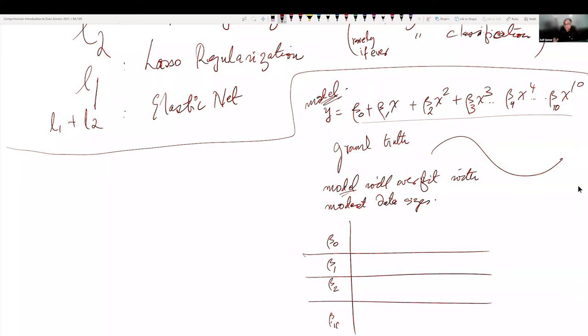As you dial up the degree of the polynomial, these values are ginormous. It will be like minus 186, 230, 233, plus 1.45 million. Minus something huge, another huge number, another minus, yet another huge number.